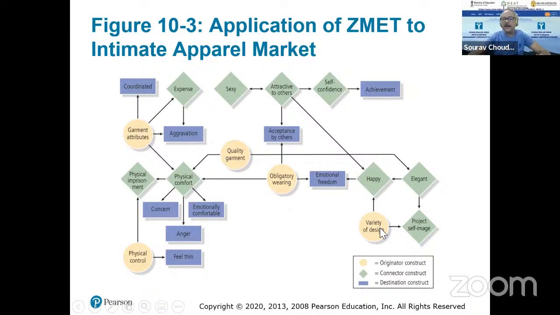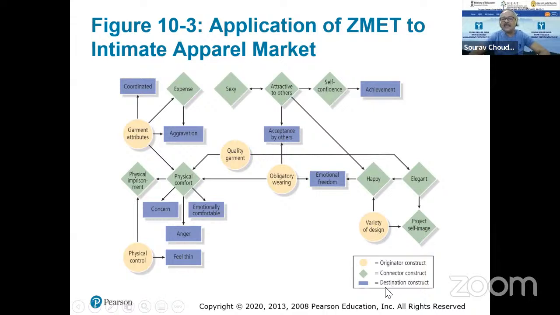These are obligators. These are connectors. These connect to each other. They go attractive to others. It connects to happy. Obligatory wearing connects to physical comfort, and it connects to elegant. Elegant connects to project self-image. Variety of design also connects to project self-image.